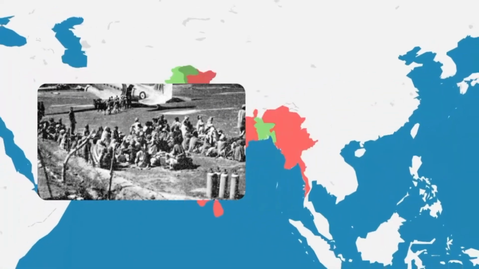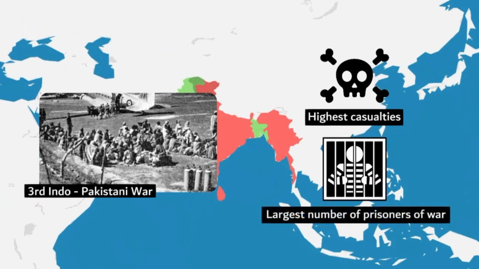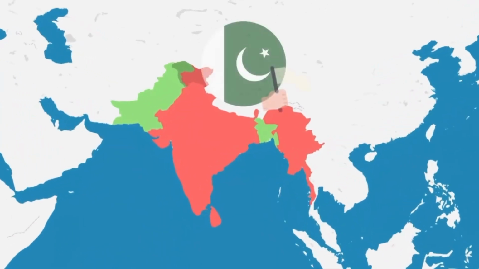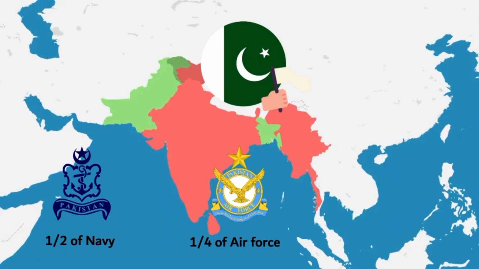This war recorded the highest casualties of any conflict between India and Pakistan, as well as the largest number of prisoners of war since the Second World War. When the Pakistani forces surrendered, it perhaps lost half of its navy, a quarter of its air force, and a third of its army.